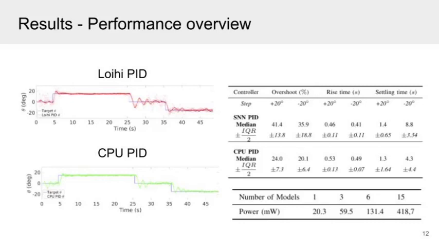The red trace shows the angular position and thereby the control performance of our SNN-based PID controller, while it presented the target angular position shown in blue. And the green trace shows the performance of the controller programmed on CPU. We benchmarked the controllers using overshoot, the rise time and the settling time, averaging over 10 runs for each controller.